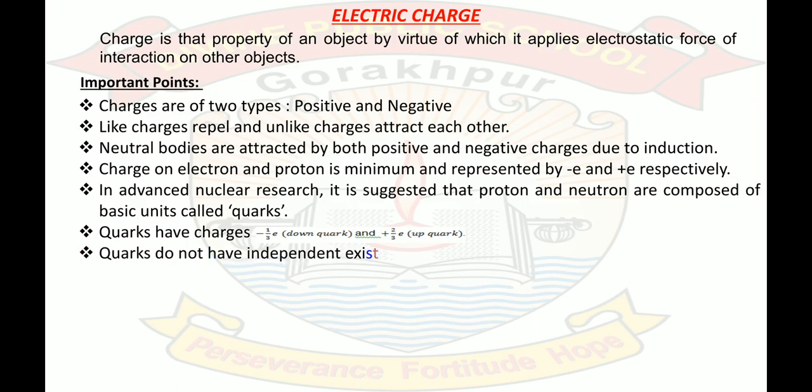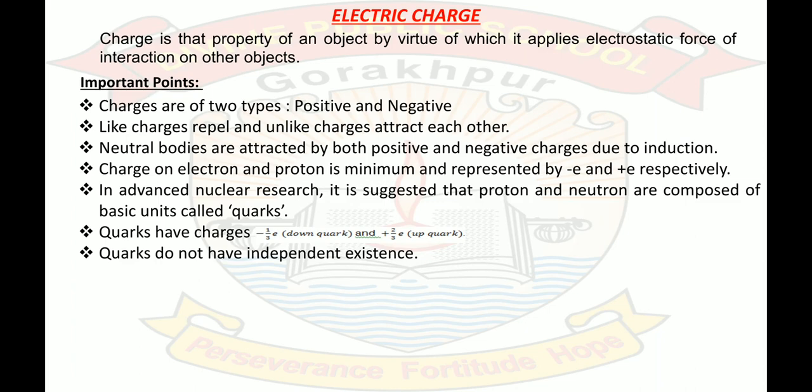Next point is, quarks do not have independent existence. Quarks cannot exist in the vacuum. They exist inside the nucleus only, and that is why when we talk about charges, we do not count quarks. Is it clear? Quarks are inside the nucleus only. They are not there in the vacuum, and they are not transferable from one body to another body. So that's why when we talk about charge, we don't count quarks.